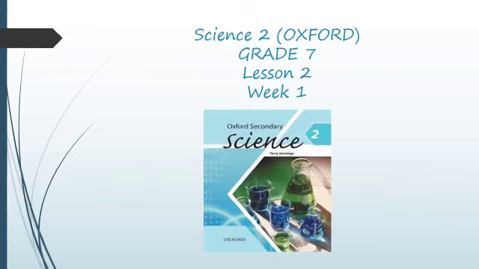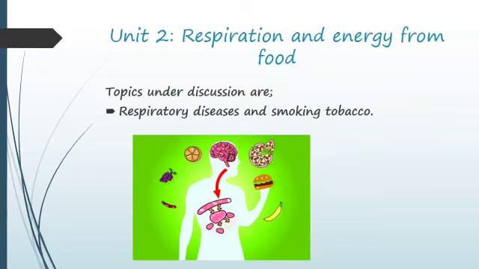So this is your science book, Science 2, Oxford Secondary Science, and the unit we are going to learn, unit 2, respiration and energy from food. Topics under discussion are respiratory diseases and smoking tobacco.